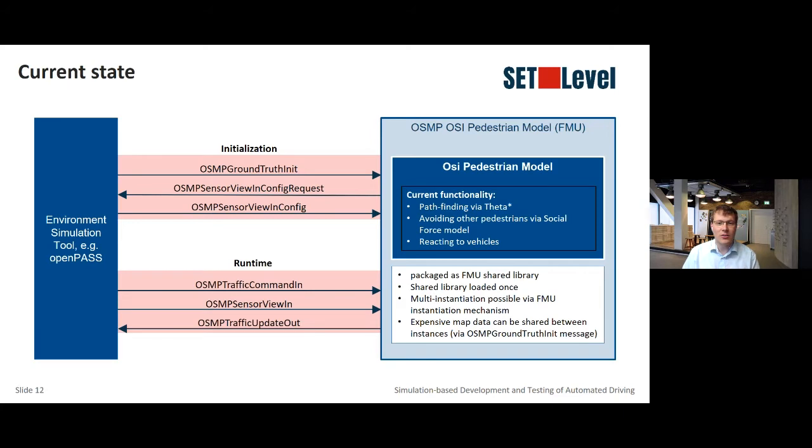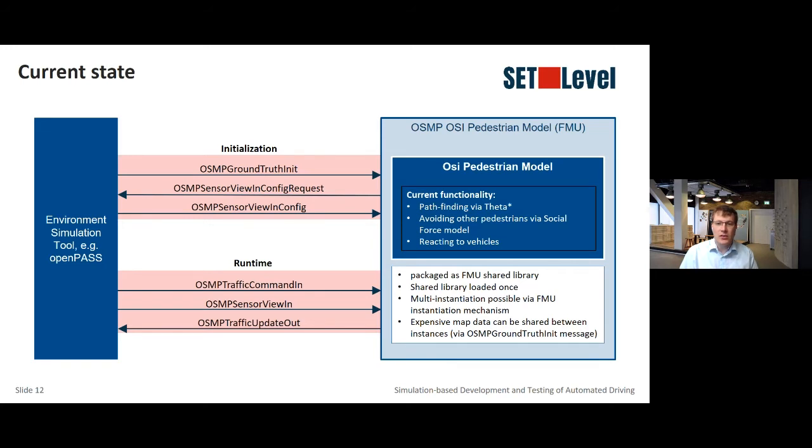As Daniel already told, we created some new messages, these OSMP ground truth init and the traffic command and traffic update, to make sure that we can properly handle these models. On the functional side, you can see that we have a model now that uses pathfinding via Theta Star, so it can find its own path along the map. It can avoid other pedestrians via the social force model, and it can react to other vehicles. The model is available under an open source license.